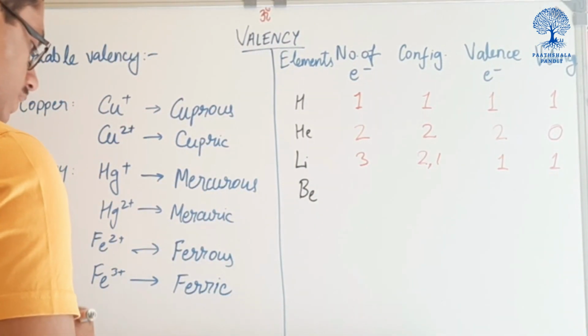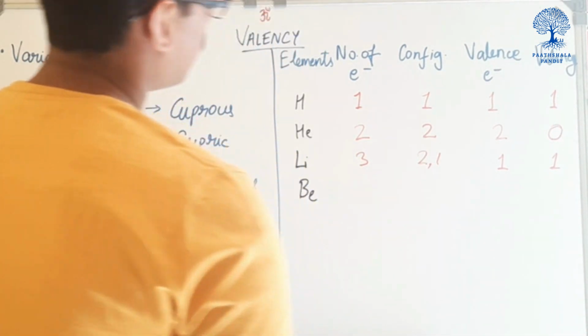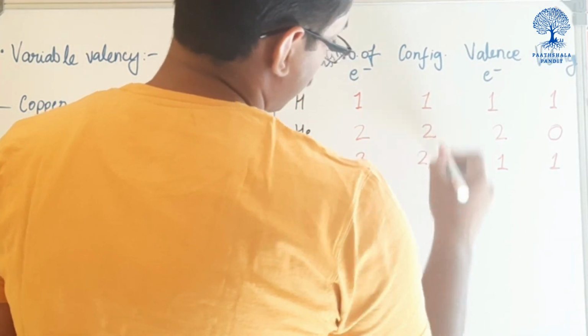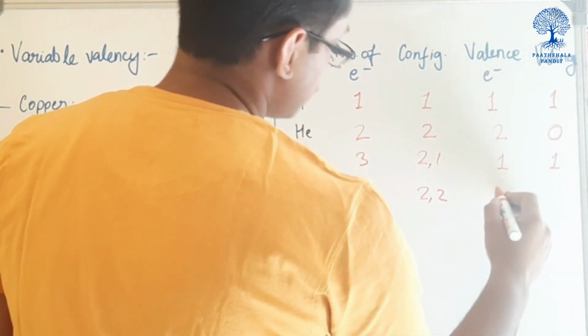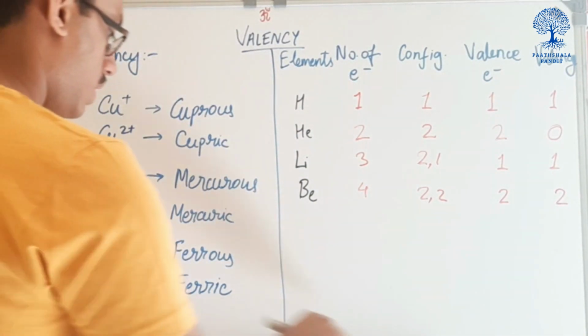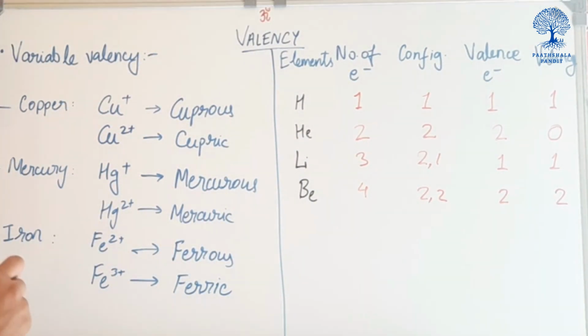Then after lithium comes beryllium. Okay, beryllium. Beryllium number of electrons is 4. Configuration 2, 2. Valence electrons 2. Valency is 2. Alright, understood? Now I am going a little fast because I hope that you understood it till now.